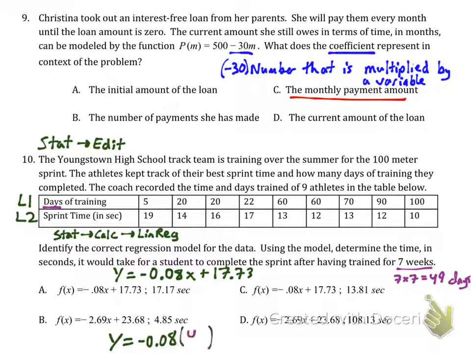That is our x value, so we're going to plug in 49 there, and when you do that, you get 13.81, which is C. Watch out for units like that.